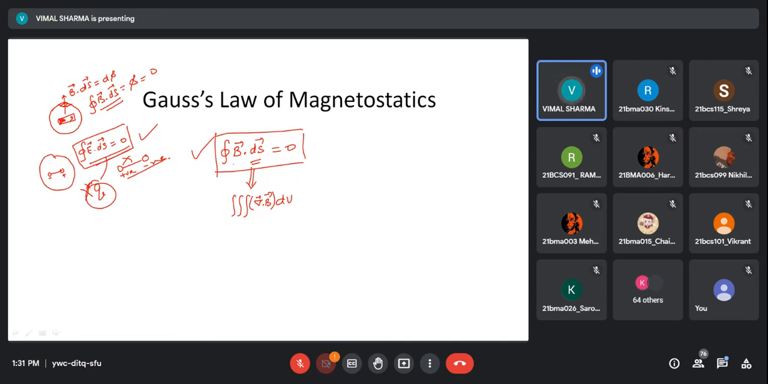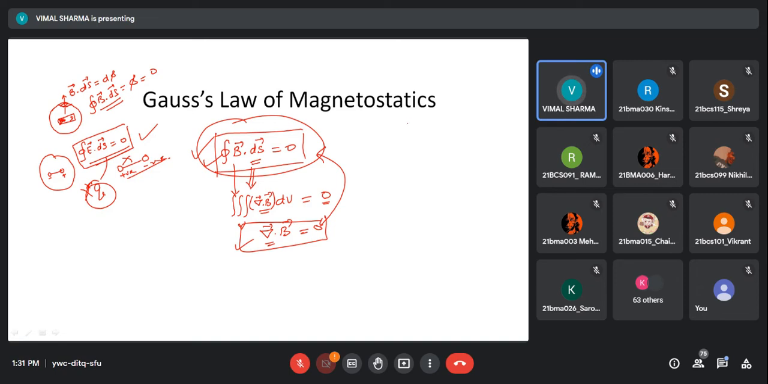So my left hand side is now a volume integral of divergence of B, and this is equal to 0. Again, you can see I can equate it to 0. So I can write that divergence of B is 0, which is the same as closed surface integral of B is 0. There is no difference between these two equations. The only difference is that this is in differential form and this is in integral form.